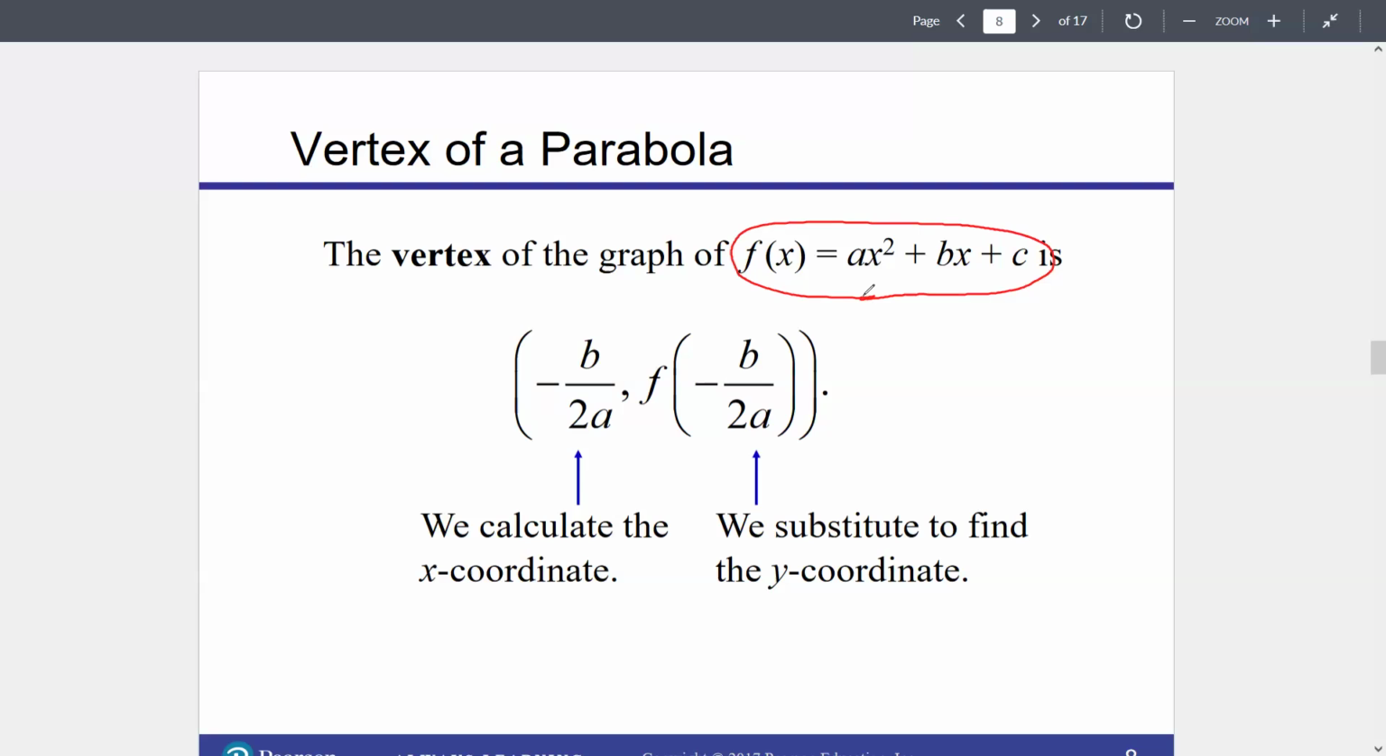So if I'm already in this form, the vertex would be, you're going to take negative b divided by 2a. This is going to be the x-coordinate of your vertex. You're going to plug that back into your function to get the y-coordinate of your vertex. So really the only part you have to memorize is this formula to use over and over again. Once we get that x-coordinate, we just plug it back in and we can get that coordinate.